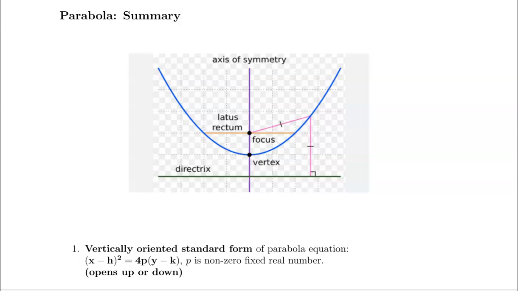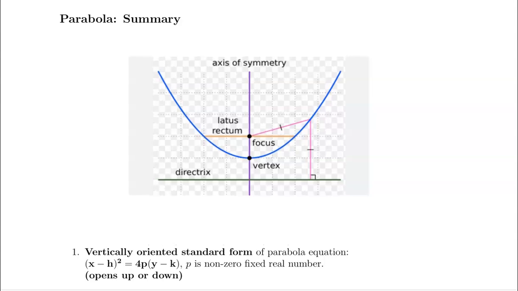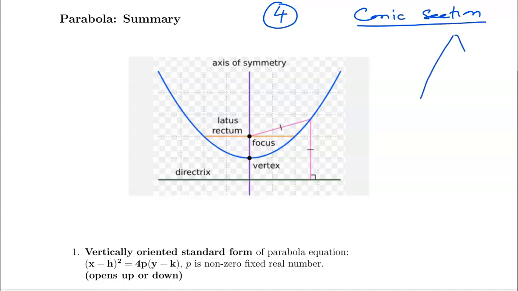All right, this is module 4, and we're going to talk about conic sections. This is part of the conic sections. They call it conic section because it comes from a cone, right? Think about it like that. This is a cone.